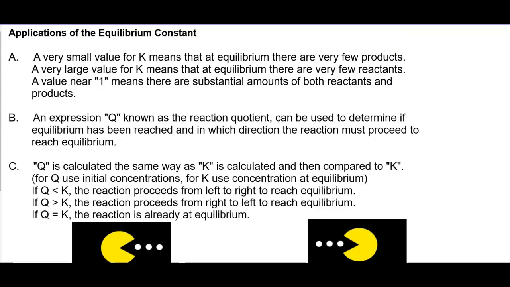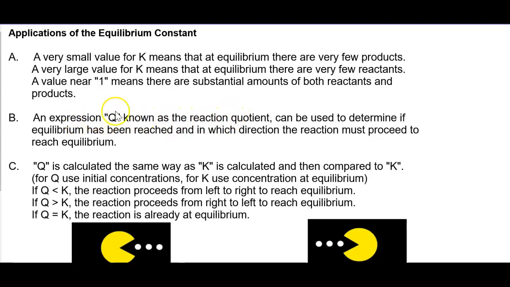Okay, examining Q versus K. The Pac-Man piece will make sense in just a few minutes. If you have a very small value of K, that means that it is making very few products. If you have a large value of K, then at equilibrium, there are very few reactants. So small values of K means that when the reaction reaches equilibrium, there aren't many products. A large value of K means that when the reaction reaches equilibrium, there are very few reactants. They're almost all used up. If it's close to a 1, that means it's about equal on both sides.